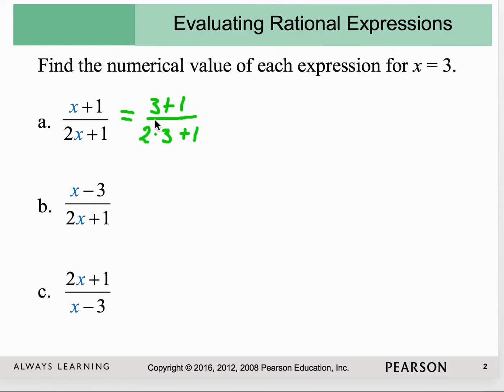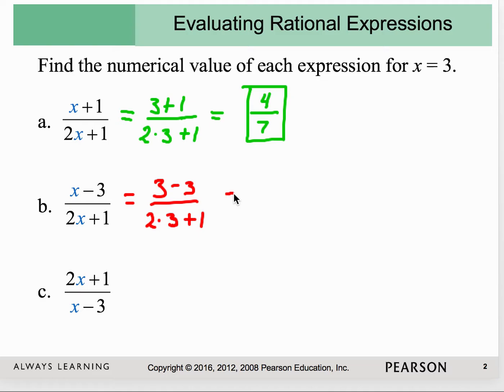Watch our bars too. Make them go completely over everything we need, because that means something different if the bar doesn't completely cover it. It means it's not under there. So 3 plus 1 is 4 and 6 plus 1 is 7. Okay, so on this one, if I replace every x with a 3, I get 3 minus 3 over 2 times 3 plus 1, or 0 over 7, which is just 0.